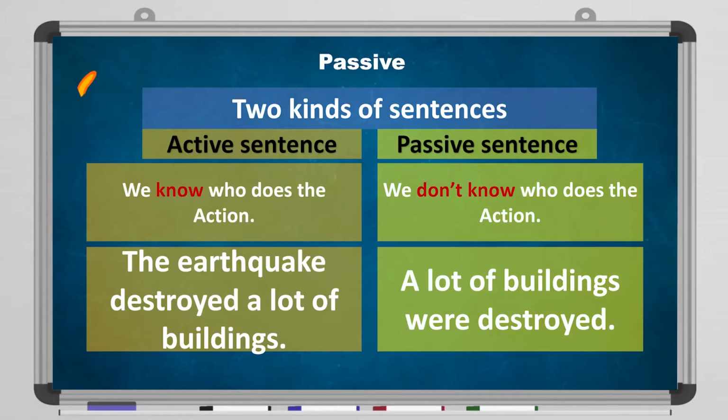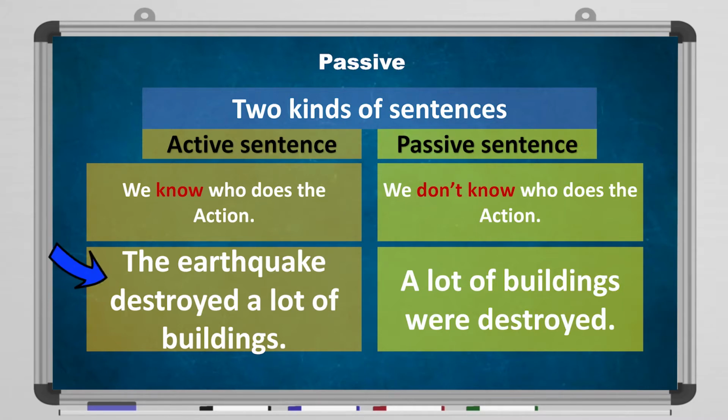Now, in English, we have two kinds of sentences, the active sentence and the passive sentence. What do we mean by the active sentence? In the active sentence, we know who is making the action. But in the passive sentence, we don't know who makes the action, or simply the one who makes the action is not really important. Let's take an example.